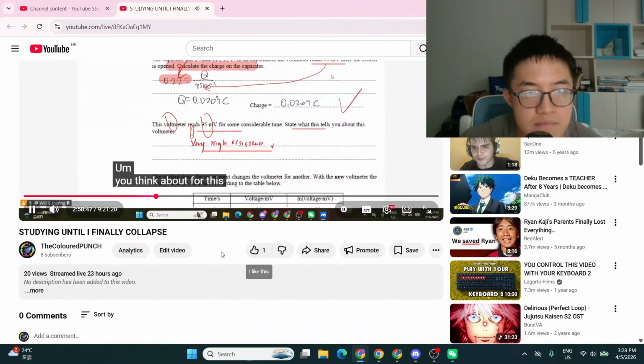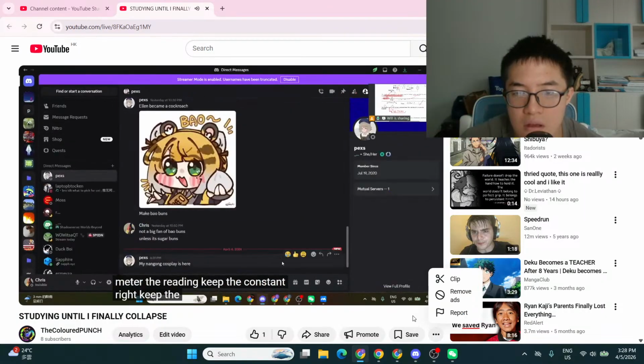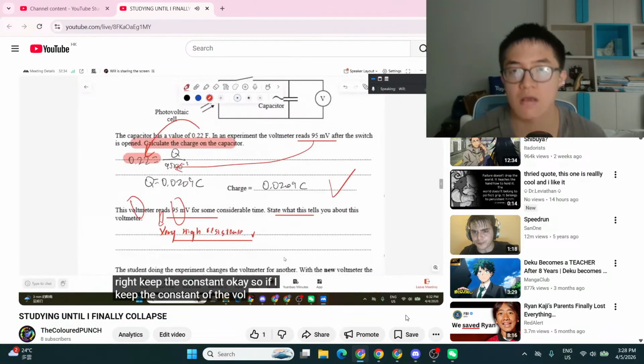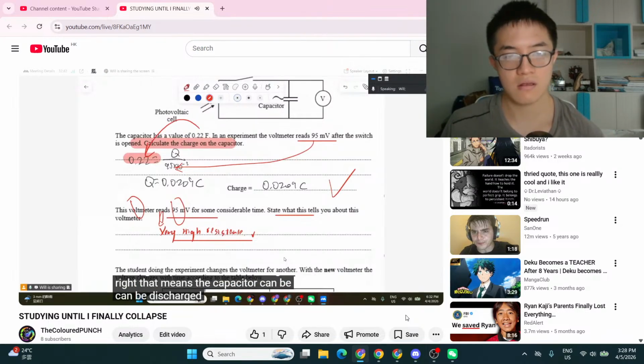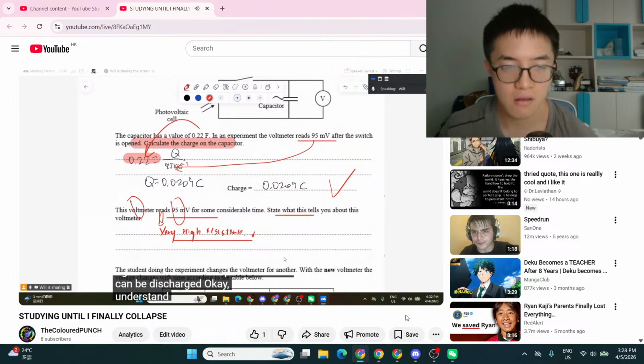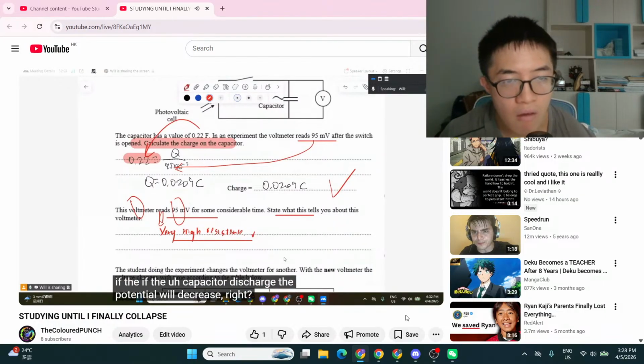Think about it from this angle. If I want the voltmeter reading to stay constant and unchanged, that means the capacitor is not discharging. If the capacitor discharged, the potential would decrease, right?